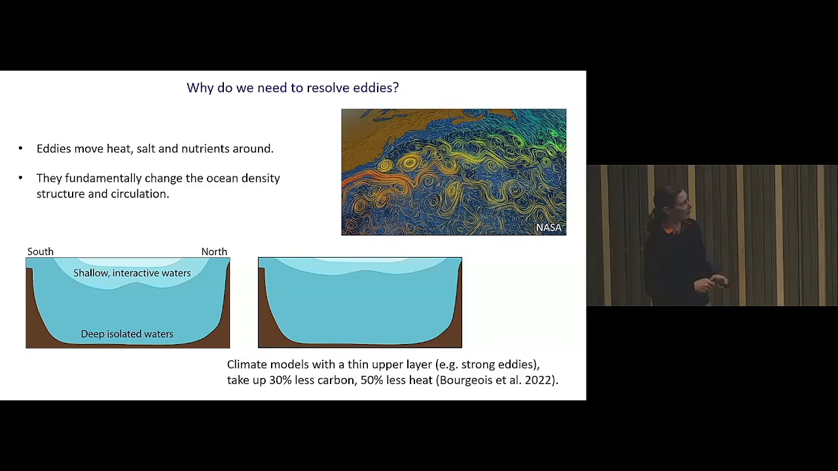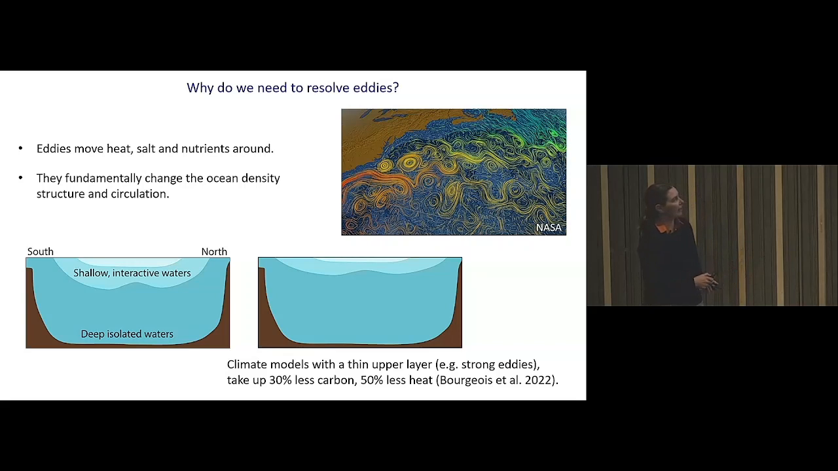So to explain a little bit more about how that works, on the left here is a very simplified picture of the ocean. So here we have the South Pole, the North Pole, the deep ocean, and the surface. And we have these layers in the ocean, these deep, dense layers that don't interact much with the atmosphere. They can be thousands of years old. And then at the surface, we have lighter density waters that interact quite a lot with the atmosphere, more on century timescales.